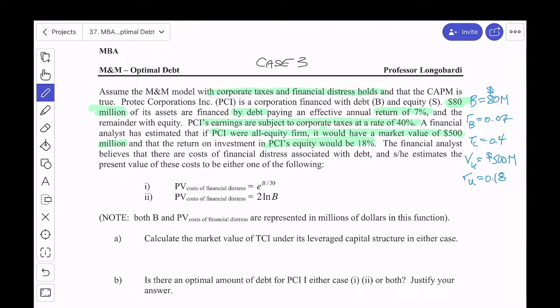Good questions. So now we want to calculate the market value of PCI under its leveraged capital structure in either case. So I have to do A. Let's do A first. So what is the value? So we know the value if it's unlevered. Now we want to figure out the value if it's levered, if we have added that debt. What equation do I use? Case 3.